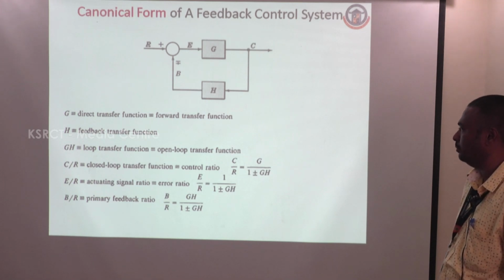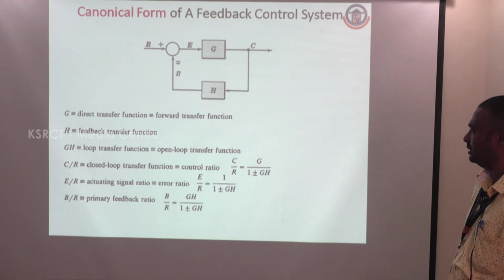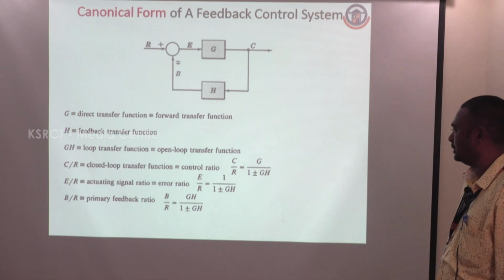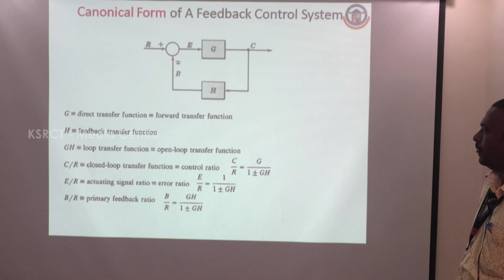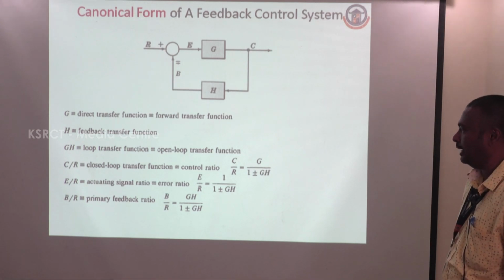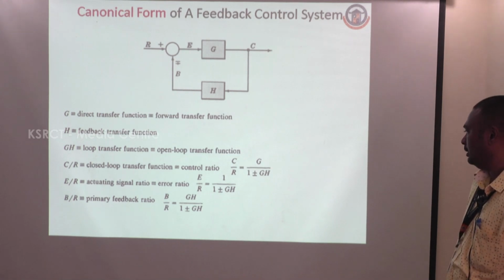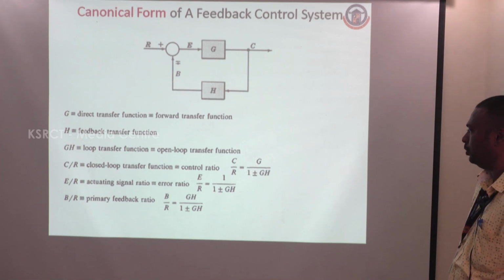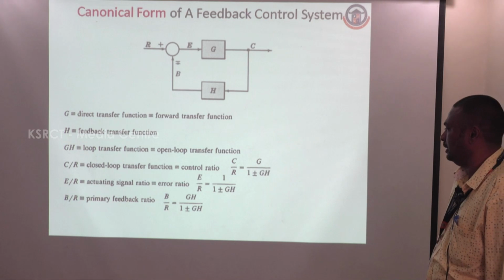We already know C by R is the transfer function of the output, G divided by 1 plus G into H. We are representing the plus or minus sign: here plus or minus represents positive feedback and negative feedback. The error signal, actuating signal ratio E by R, is equal to 1 over 1 plus or minus GH. B by R is the primary feedback ratio. B by R is equal to GH divided by 1 plus GH.